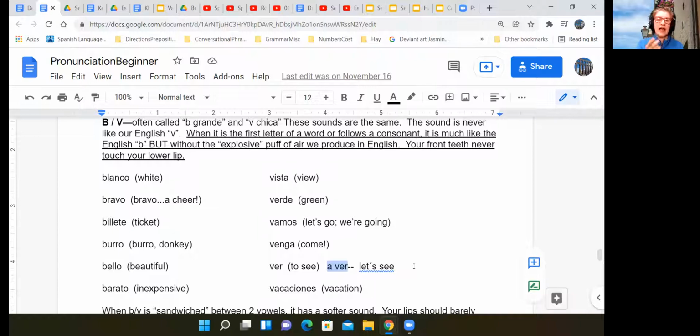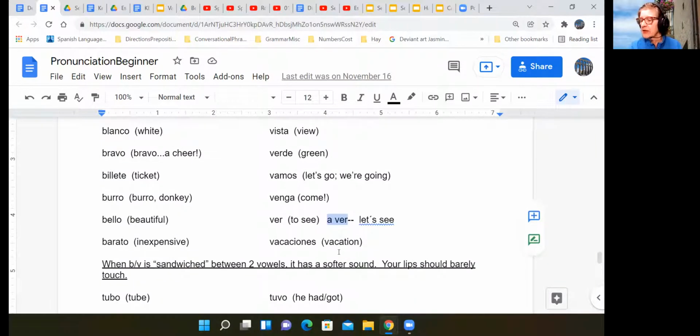A ver. This is why you use a ver. It means let's see. When someone is contemplating something, they have to check something out, a ver. They have to check something on a document you gave them, a ver. You give them a map, you want to know where something is, you need directions, a ver. Let's see, they're pondering what they're going to tell you.